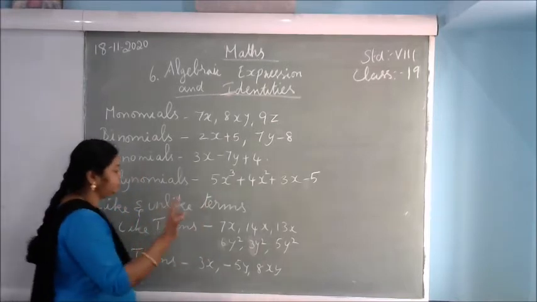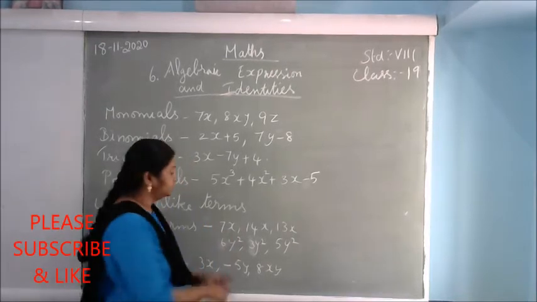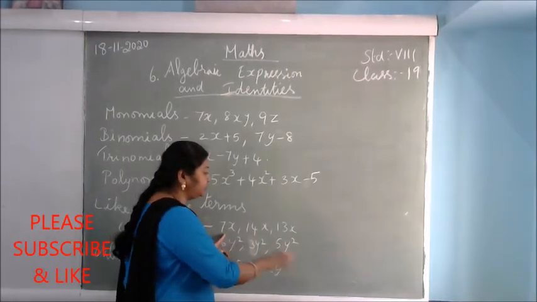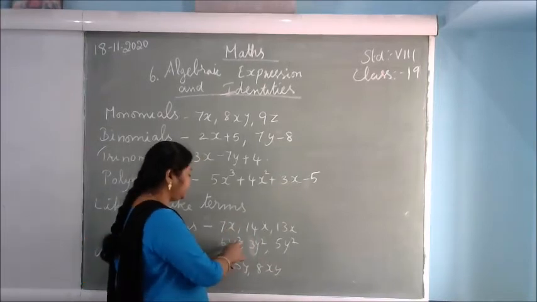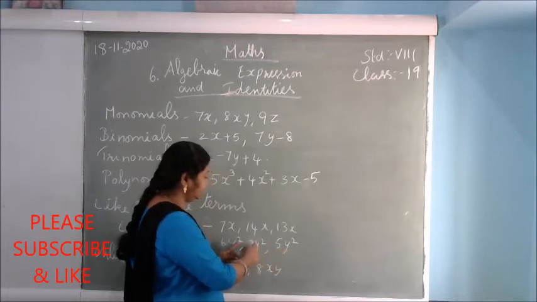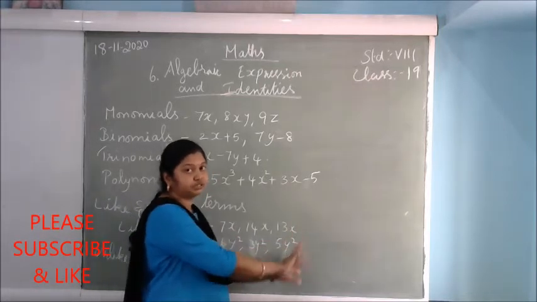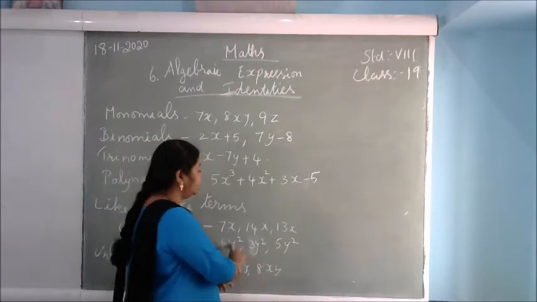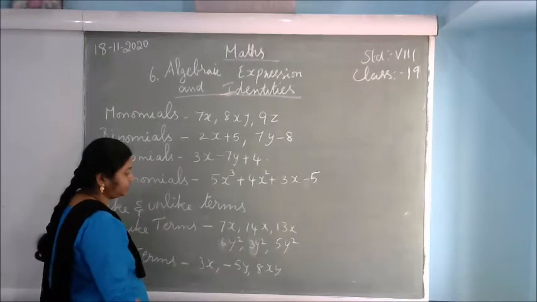Like terms: if you see the variable, all the variables will be equal. 7x means in all the terms only x will come. Suppose powers are there: y square means if you see all the terms, y square only will come. Okay, all the terms are equal. That means the variable should be equal.